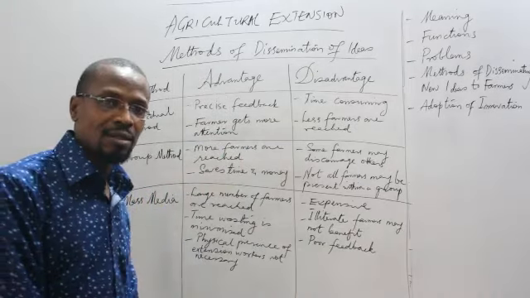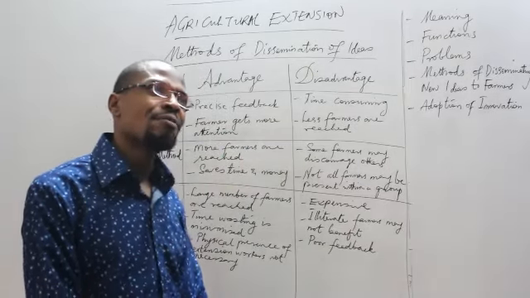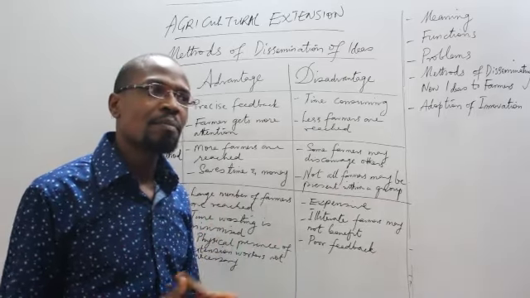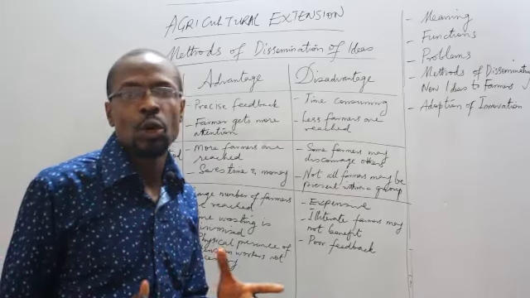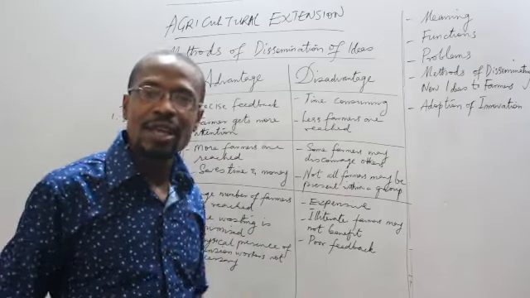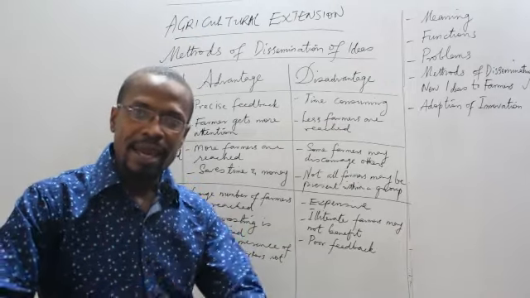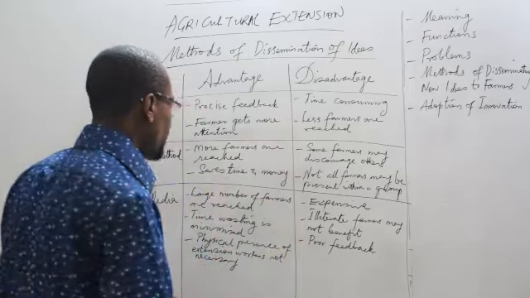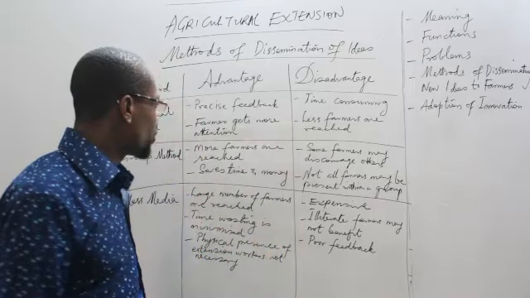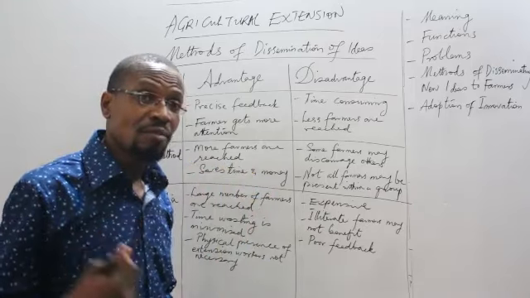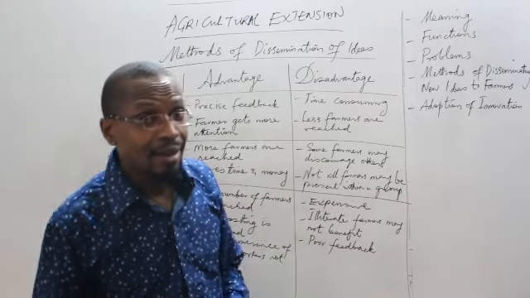Talking about the group method. Group method, you may have things like debates, symposia, shows, you know, that are organized where several farmers come together, engage in discussions, debates, exchange of ideas. Fine. I mean, that way you can reach more farmers and you can also save time and money. But you see, some farmers, they don't like it.